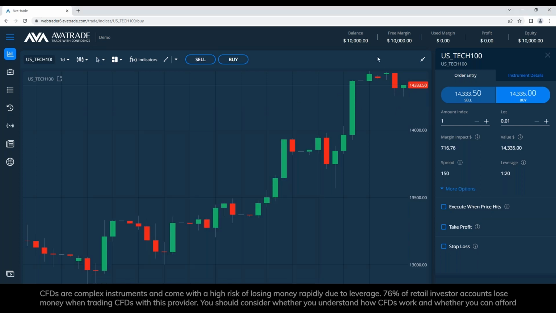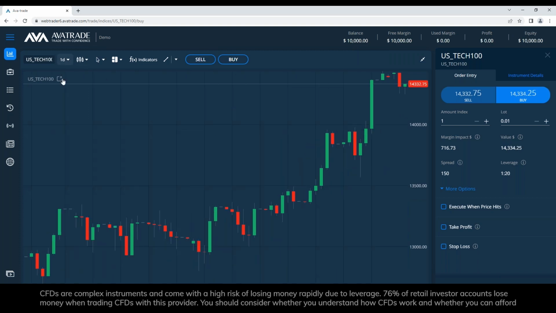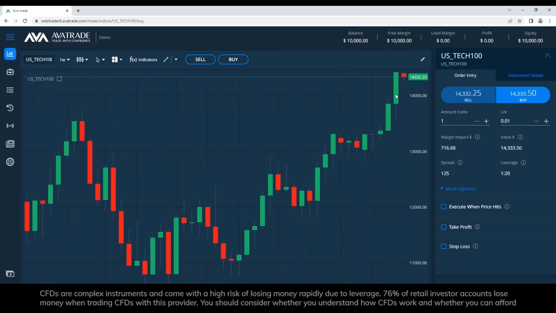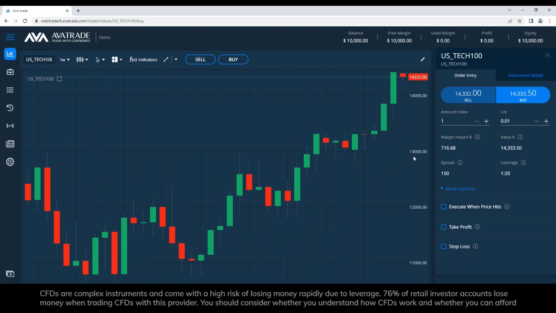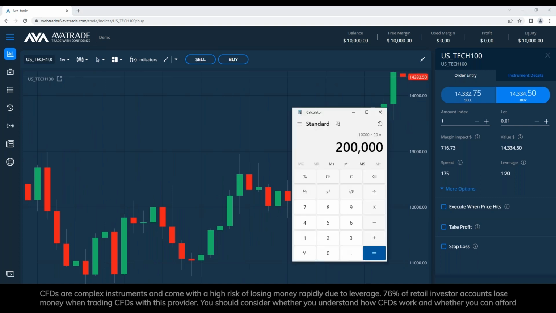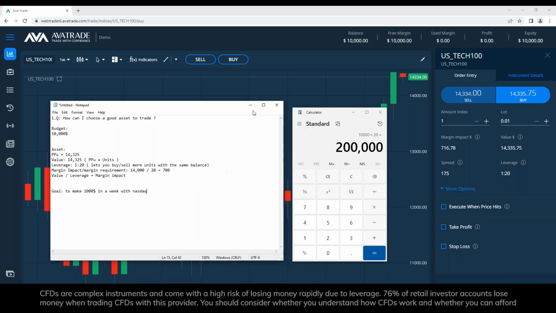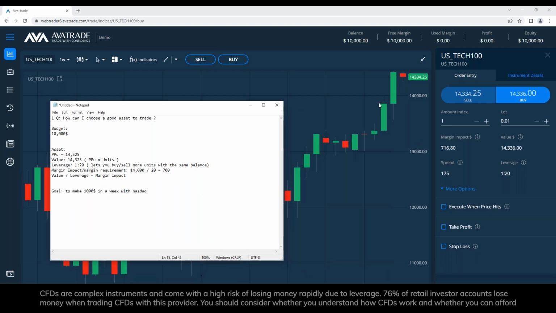Because for instance, if I have those 10,000 and I have other positions, and I'm planning to go with NASDAQ for a week, and I have a certain goal to make, let's say, $1,000 in a week with NASDAQ. That's part of a plan that I made. What I'm going to do is suppose that NASDAQ is now here, 14.3.